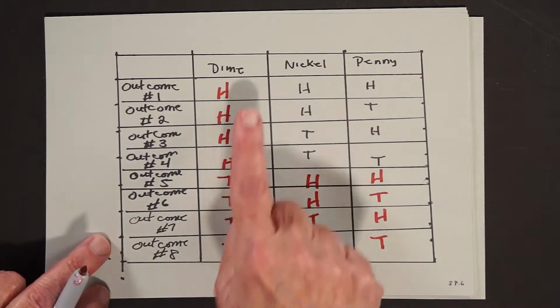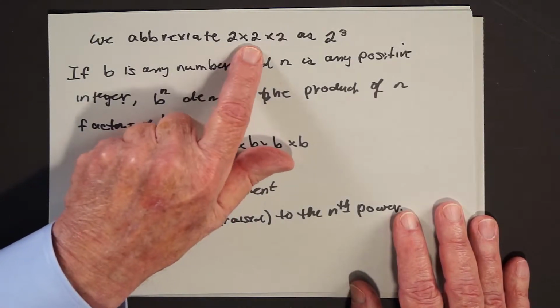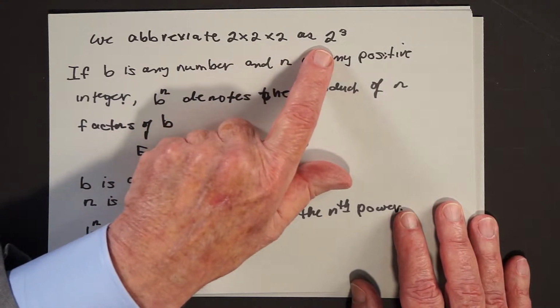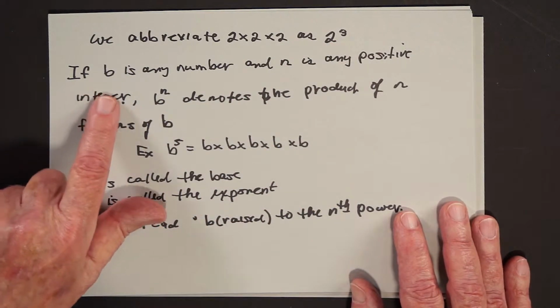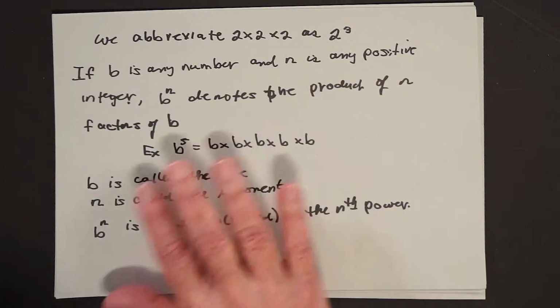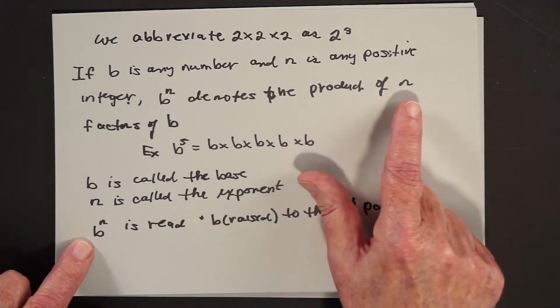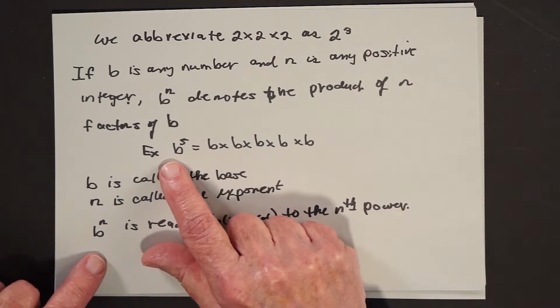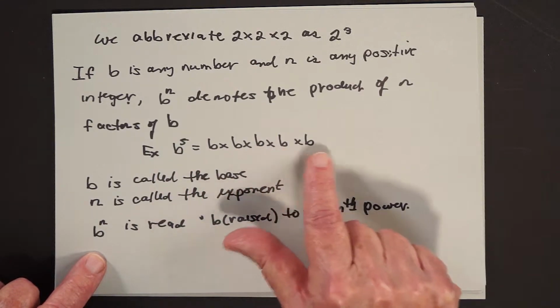You see what's happening? Each time we add on a coin, we double the number of possible outcomes. For example, we abbreviate 2 times 2 times 2, and we read this as 2 to the 3rd power, okay? If b is any number and n is any positive integer, b to the nth power denotes the product of n factors of b. For example, b to the 5th power means b times b times b times b times b.